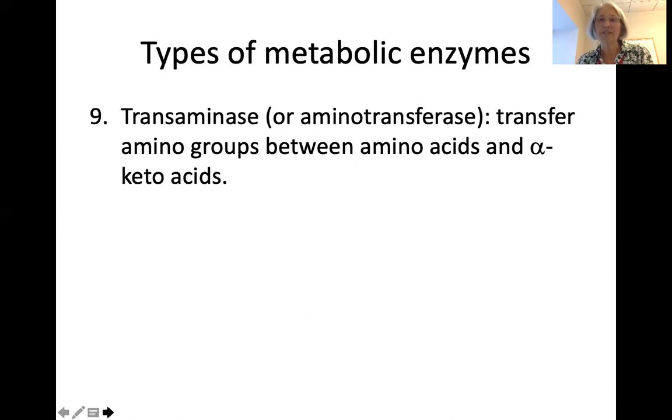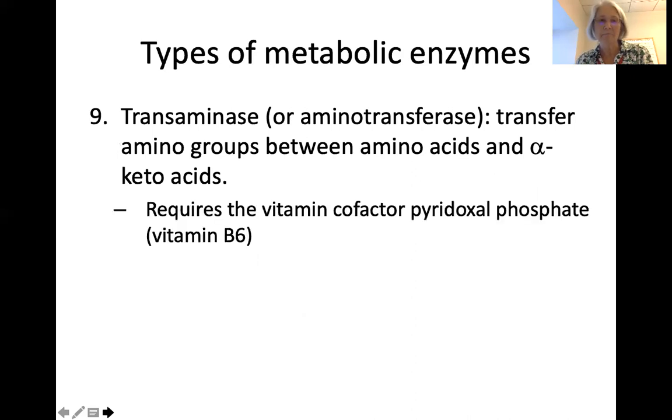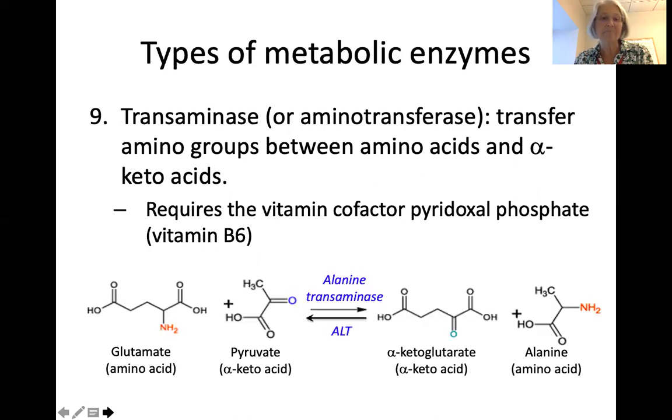Right, so then there are transaminases, also called aminotransferases, which transfer amino groups between amino acids and alpha keto acids. These all require pyridoxal phosphate, which we make from vitamin B6. And here's an example you should be familiar with: alanine transaminase, also called ALT. It's one of the liver function tests. This is an enzyme that's in high concentrations in the liver, but also other cell types, including muscle. And severe muscle damage can also cause ALT levels, as well as aspartate transaminase, AST, to increase in the blood.